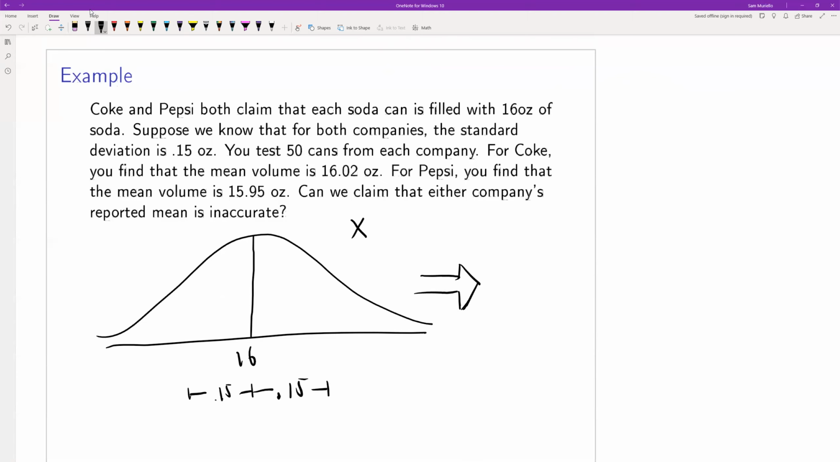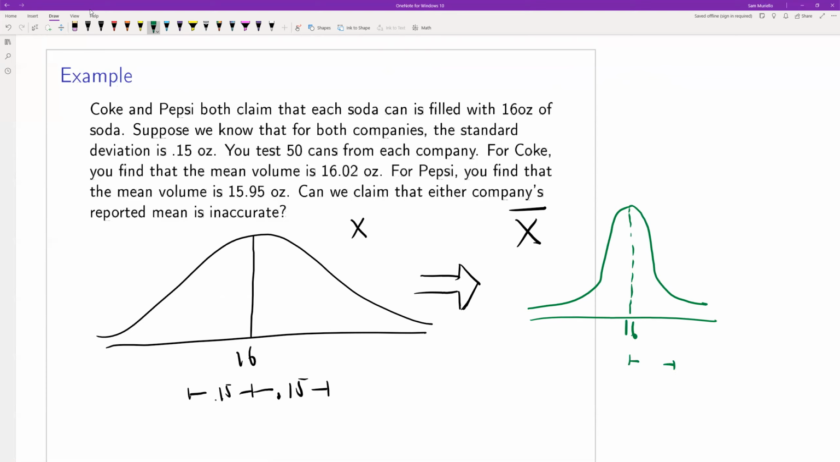Then we took a sample of size 50. That gives us the graph of x bar. Remember, x bar is going to be a much skinnier graph because we're expecting the standard deviation to be much smaller. By repeating the process of taking a sample, the more people that we sample, the less variable we'll get. And so we expect the mean to be the same 16, but to have a much smaller standard deviation.